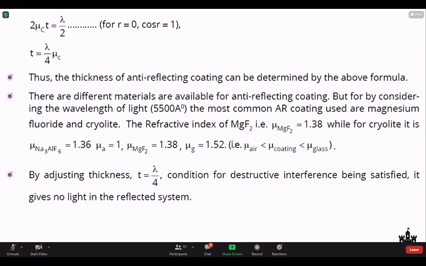Okay. What could be the other examples? Can somebody tell me?